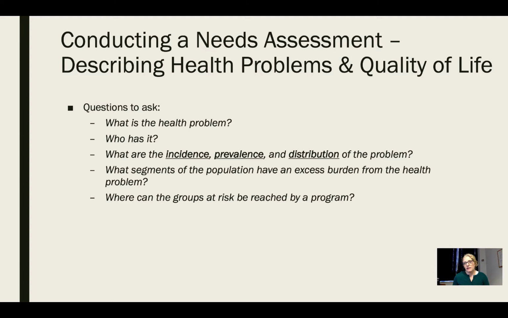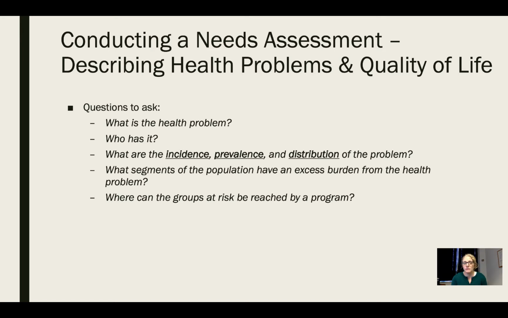So when you're conducting a needs assessment and you're thinking through phases 1 and 2, so the quality of life indicators and the health problems, you want to ask yourself, what is the health problem? Who has it? And what are the incidence, prevalence, and distribution of the problem? What segments of the population have an excess burden from the health problem? And where can the groups at risk be reached by a program?